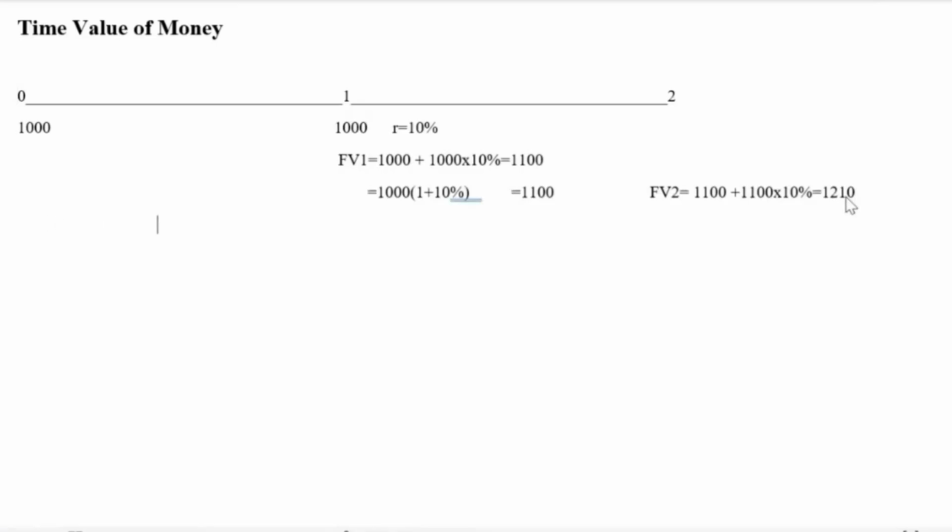Again, I want to rely on the associative principle. 1,100 times 1 plus 10%. But we know this 1,100 is FV1. FV1 equals this. So to replace this, FV1 is 1,100, then you need to multiply by 1 plus 10%.